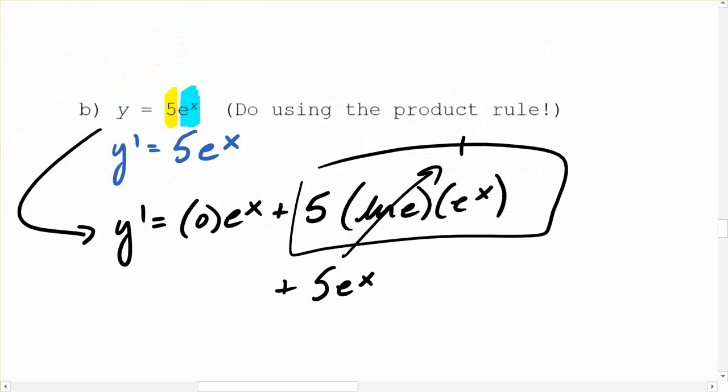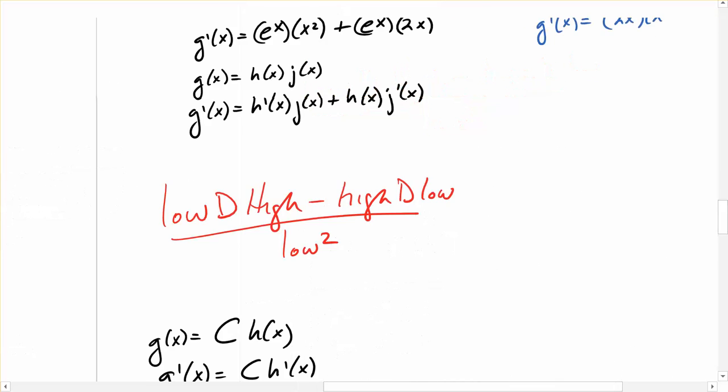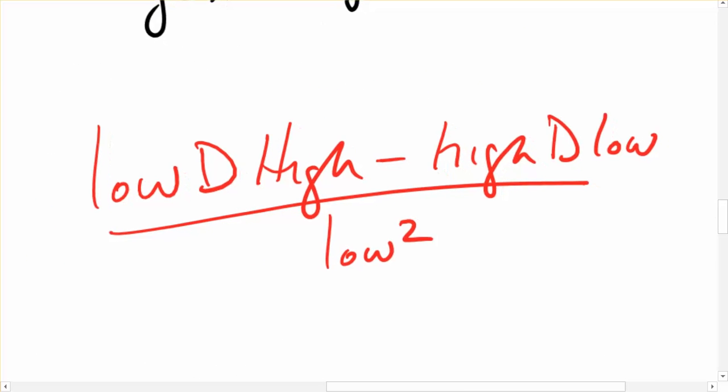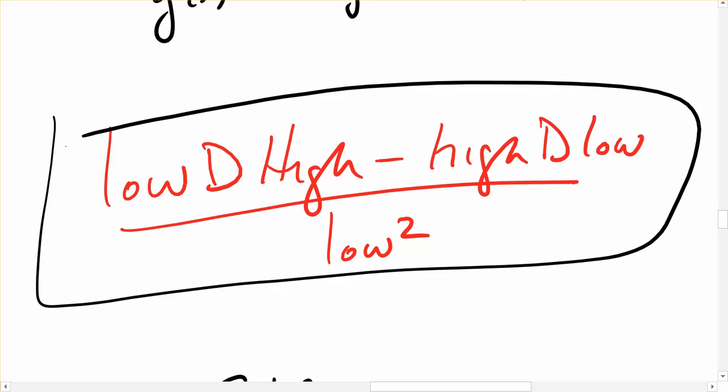Here's a phrase I need you to memorize. Here it is, right? It should be in red here. Low d high minus high d low over low squared. I want to give you 30 seconds to memorize that.